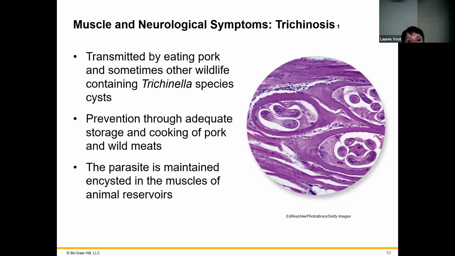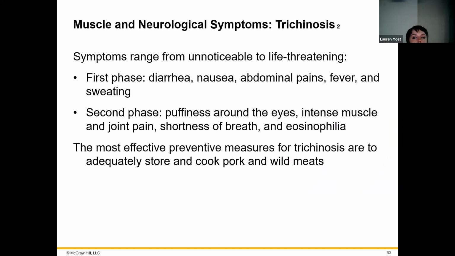So this guy, again, is a worm, gets in through your GI tract by eating undercooked meat, and then migrates into your muscle tissue and can affect the nervous system as well. Signs and symptoms, you'll have diarrhea, nausea, GI stuff at first, and then it will lead to massive inflammatory response throughout the body, causing puffiness around the eyes, muscle and joint pain, shortness of breath, and eosinophilia.